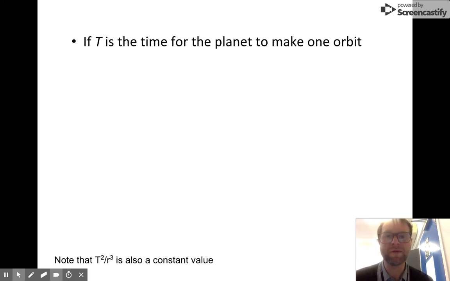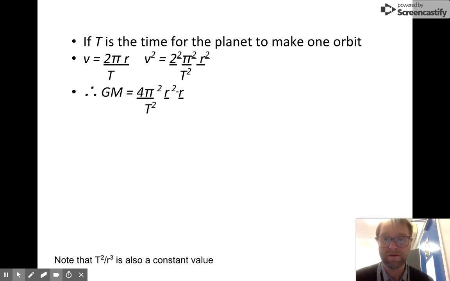Now, if the time for the planet to make one orbit is T, that means that the velocity is 2 pi r, which is obviously the distance around the orbit, divided by T, which is the period. If I square all these, I get lots of squared signs. But it also means that I can simplify to the fact that the gravitational constant times the mass equals 4 pi squared r cubed divided by T squared.